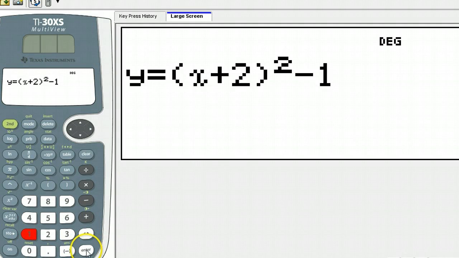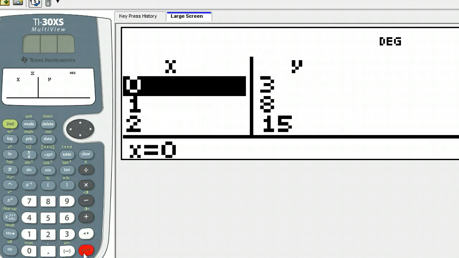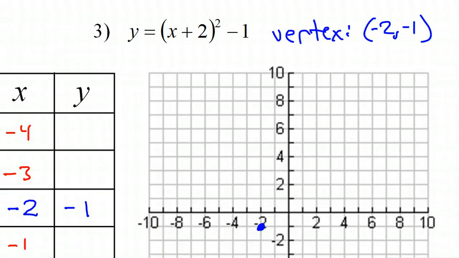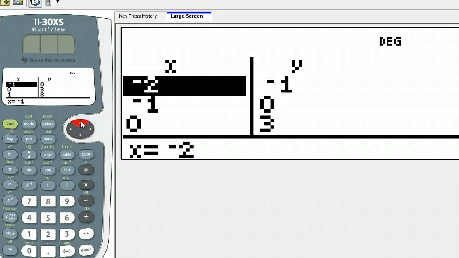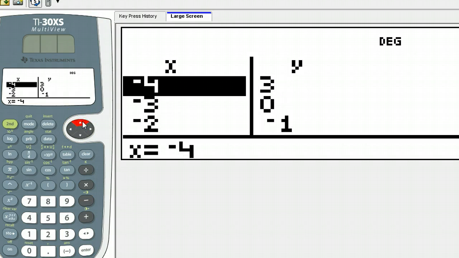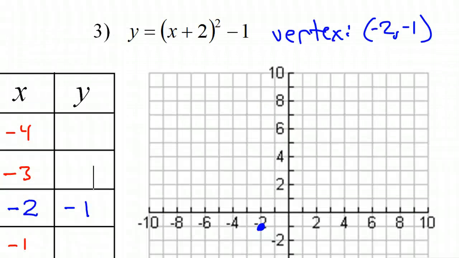I find hitting enter 5 times does it. 1, 2, 3, 4, 5. Okay, so here we are. Now our table starts at an x value of -4, so I'm just going to scroll to that. And we have 3, 0, -1. Okay, so 3, 0, and there's the -1 that we knew.